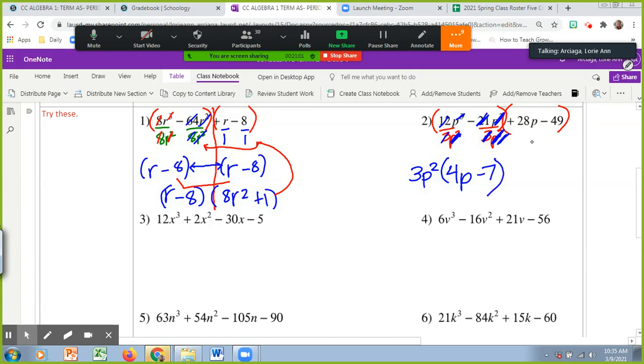Okay, next one. Tell me what your gut tells you. What's your gut feeling telling you about this one? What's the GCF of 28 and 49?